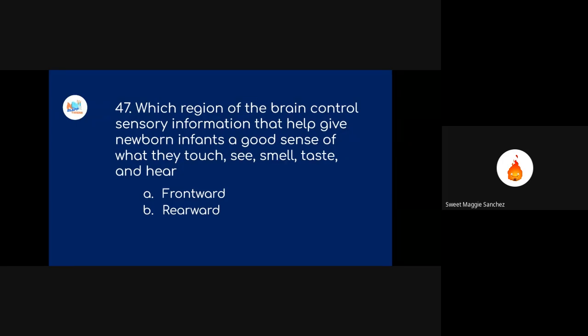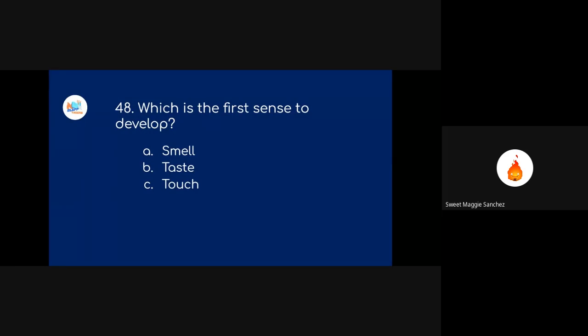Okay, timer stops. Question 48. Which is the first sense to develop? Is it A, smell, B, taste, or C, touch?